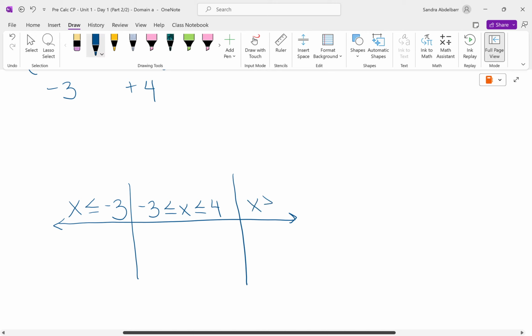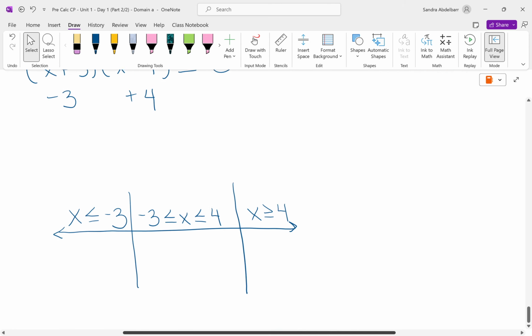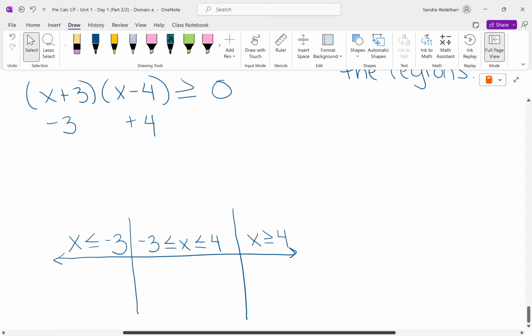Smaller than the smallest number, between the two numbers, and you got it, greater than or equal to the largest number. Most students could get up to this point, and then they forget what to do from there. So just follow your chart. We need a number that is less than negative 3. What number is less than negative 3? Negative 4. So I'm going to test negative 4.